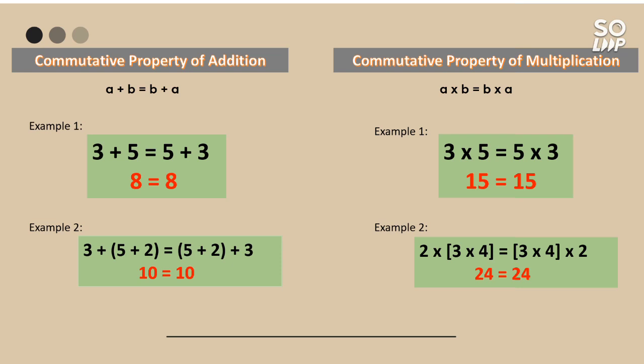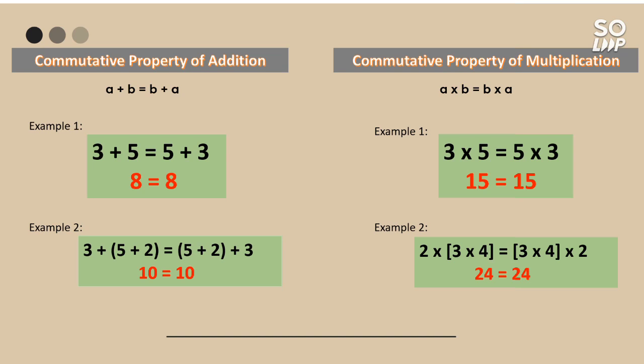Now, let's add. Since nakagroup si 5 plus 2, sila ang uunahin nating i-add. 5 plus 2 is equal to 7 plus 3 is equal to 10. So let's move to the right side. Since nakagroup ulit si 5 plus 2, sila ang uunahin. 5 plus 2 is equal to 7 plus 3 is equal to 10. So, as you can see, they are still equal. So, this is an example of commutative property under addition.